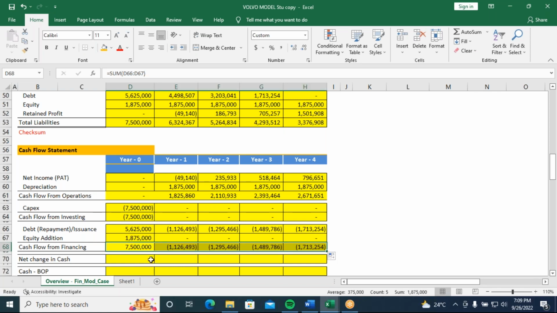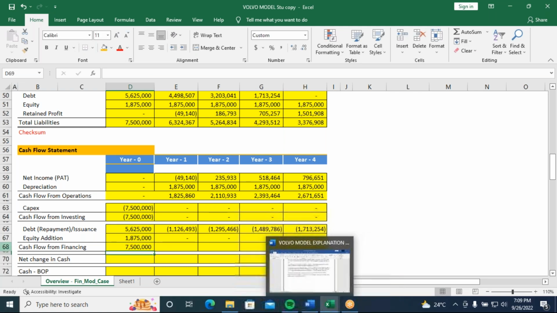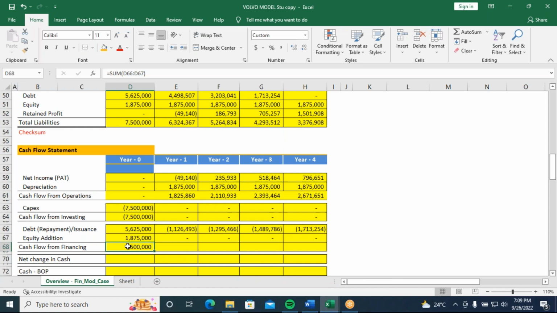Ma'am, can you explain it again? Which one? Cash flow statement. Yes, ma'am. So cash flow statement is equal to sum of equity amount, debt amount plus the equity amount. Enter. The whole cash flow statement. Okay.